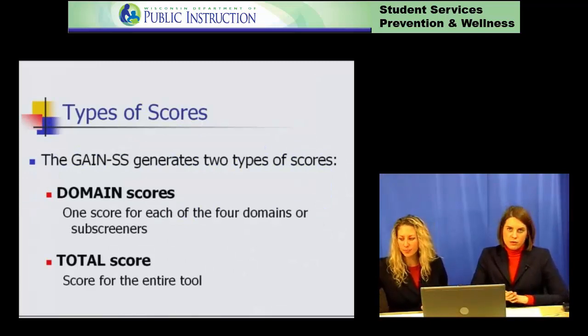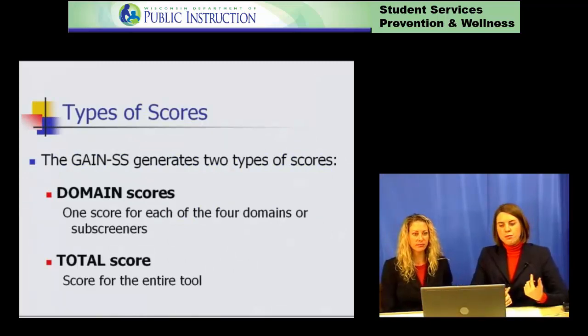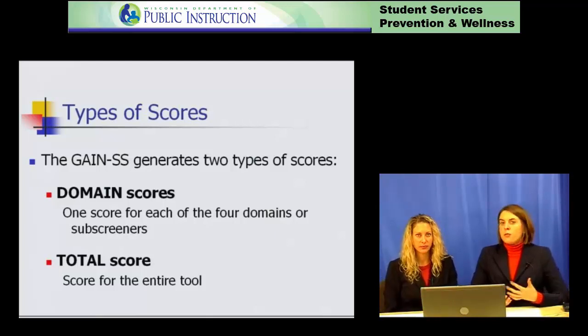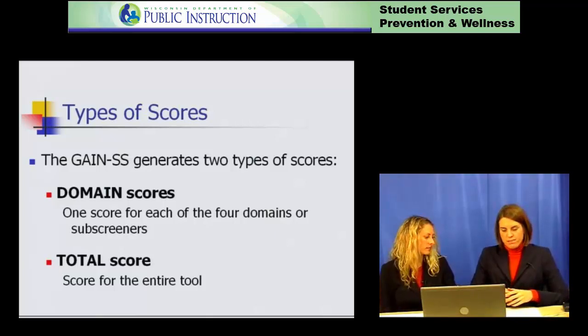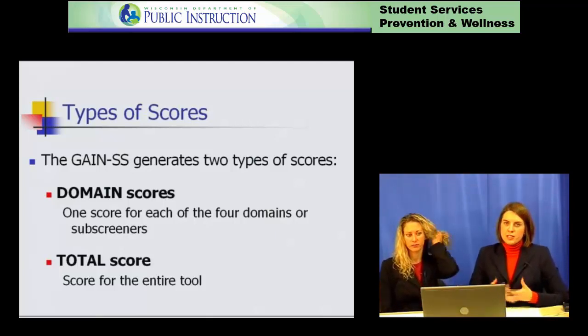There are 2 types of scores in the GAIN-SS. The first is the domain or subscreener score. You remember back when Heather was going through the tour, she talked about the internalizing disorder screener, the externalizing disorder screener, etc. The domain score is the score for each one of those individually. The total score, just like it sounds, is the score for the entire screener.